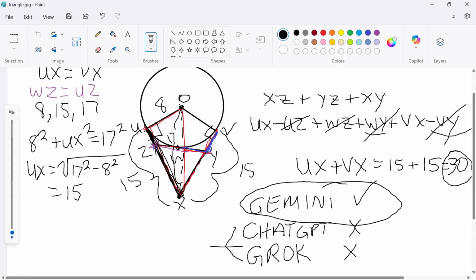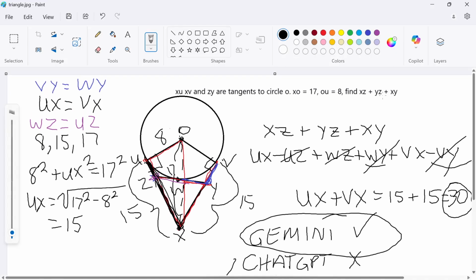But if you don't know what you're doing, don't know what the right answer is in the first place, don't blindly trust it because it could steer you wrong. Anyway, the answer is 30.